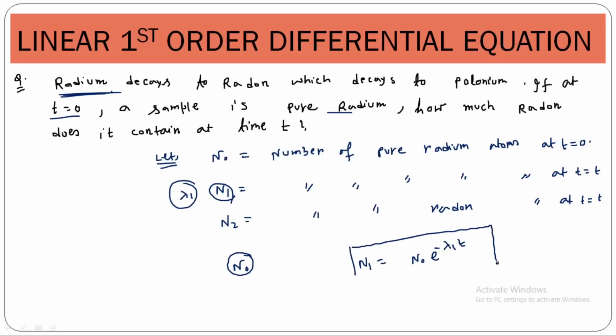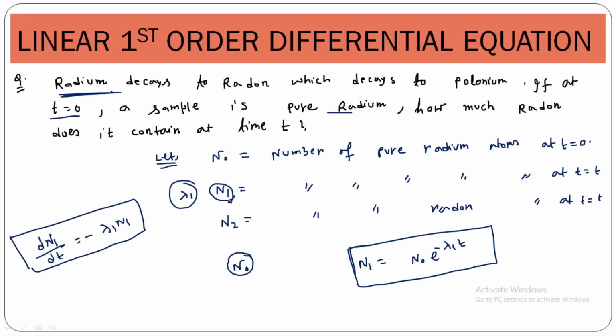We have discussed this for the separation of variables method, that we have our decay equation first, that dN1 upon dt will be minus lambda 1 N1. When the sample has N0 atoms at t is equal to 0 and decays to N1 atoms after time t, this N1 will be N0 e to the power minus lambda 1 t, which follows from this differential equation. This is the decay equation.